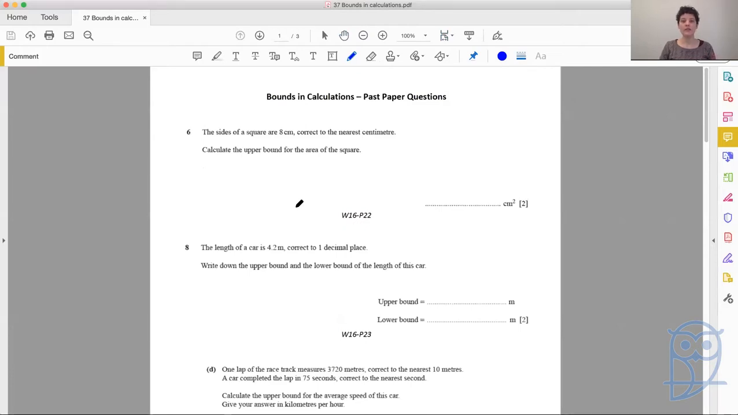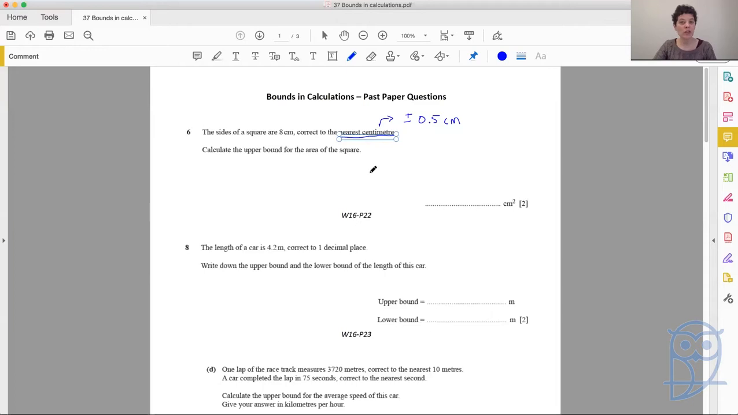The sides of a square are 8 centimeters. Correct to the nearest centimeter. See, here it is already. So we're going plus minus 0.5 centimeters. Calculate the upper bound for the area of the square.